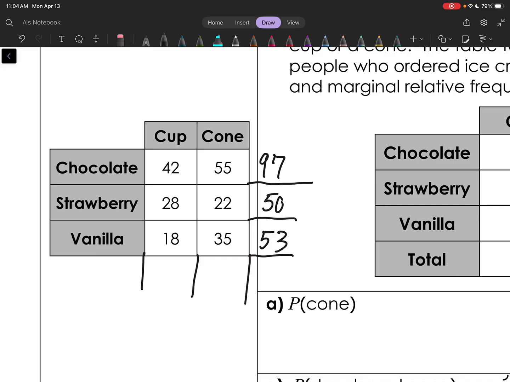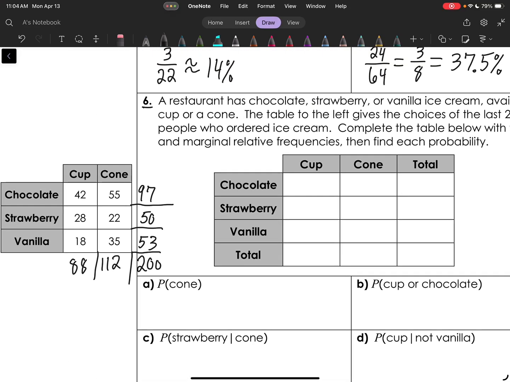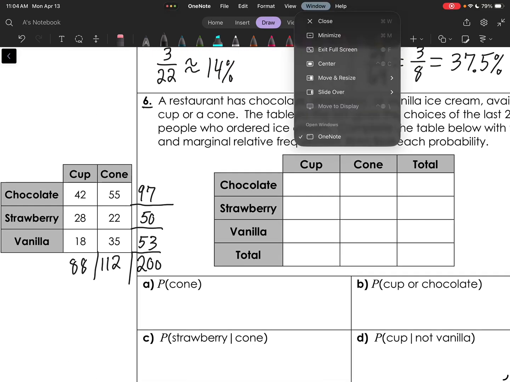For the cup row, I don't really need that line there. That was bothering me. For the cup row column, I have 42 plus 18, 60, plus 28, 88. Now the problem is I have 200 people. So instead of me doing 55 plus 22 plus 35, honestly, not that difficult, but still, 200 minus 88, 112. There's my people. Now, we'll go to Desmos to fill out my marginal frequency chart.